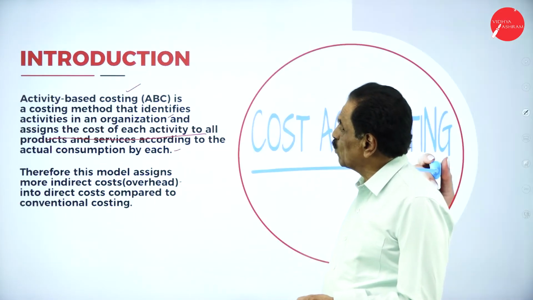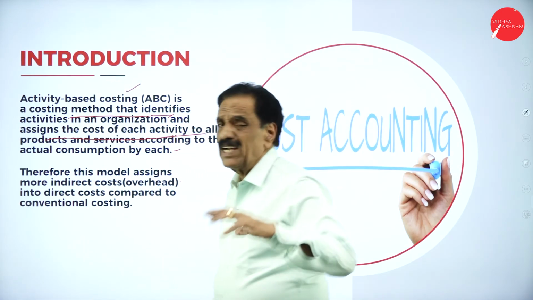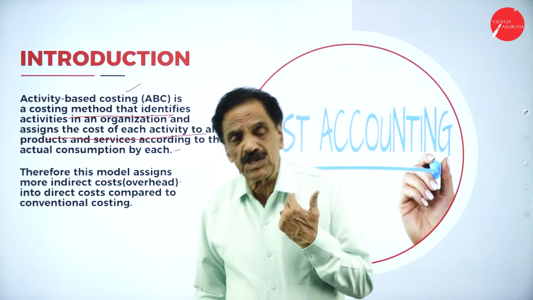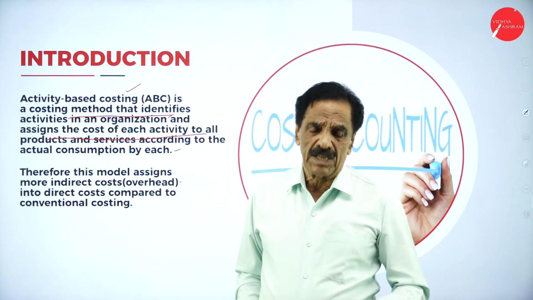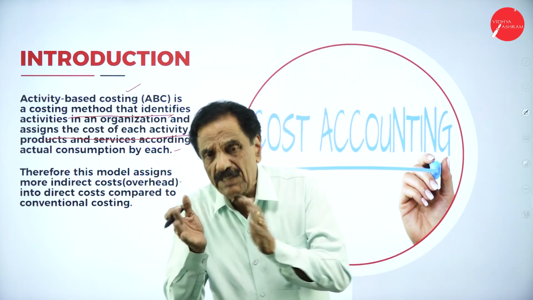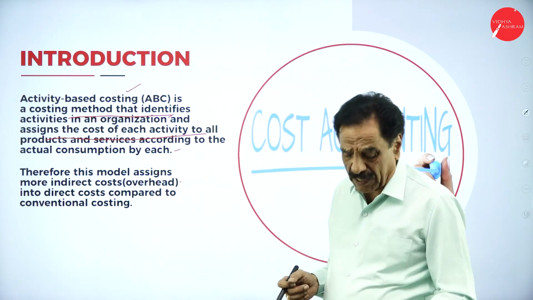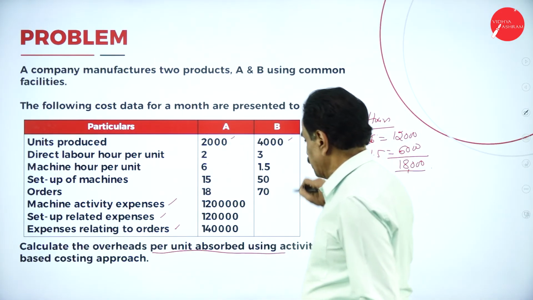The major goal of activity based costing is to identify the 3 activities: machine related expenditure, setup related expenditure, and order related expense. The 3 activities are combined together to arrive at the figure. To arrive at the figure, we go with the modern method.